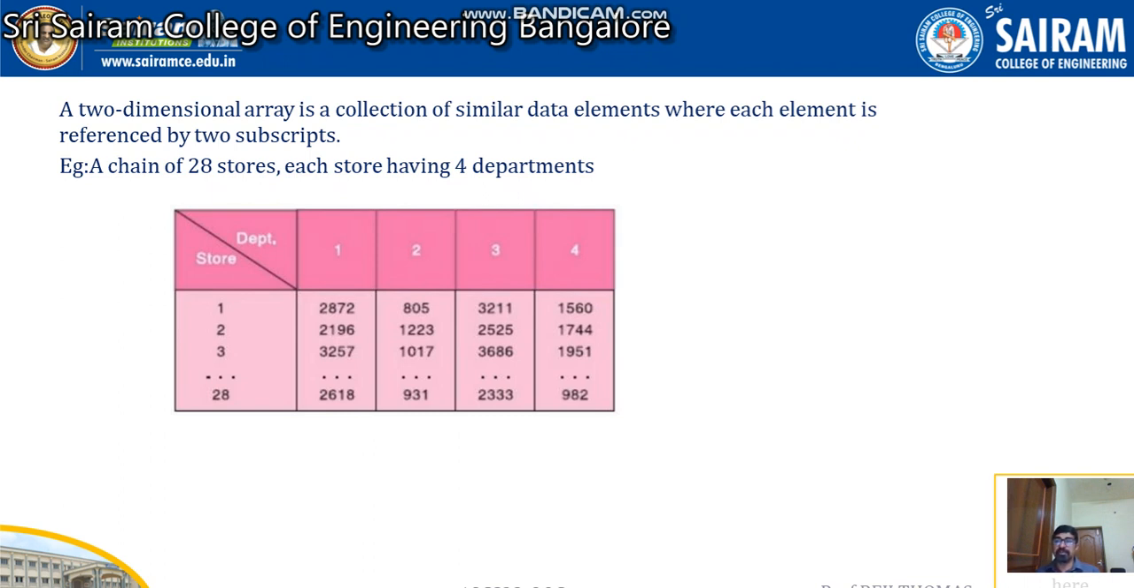So if you look at this, the first one in the picture is having subscripts as 1 and 1, or which can be even 0 and 0 normally in C and C++. And if you see the second element in the first row, which is having 1 and 2. Again 1 and 3, 1 and 4. That is the first row. Again, second row we have 2 and 1, 2 and 2, 2 and 3, and 2 and 4. So which is a collection of similar data elements where each element is referenced by two subscripts. If you look at the first data in the column, 2872, which is having a subscript as 1 and 1.